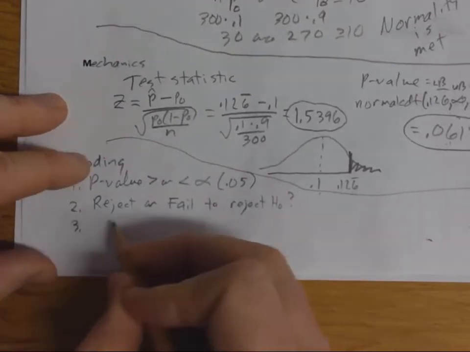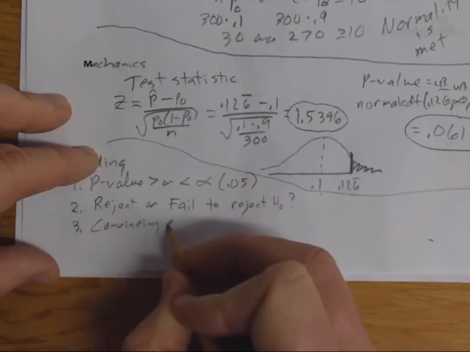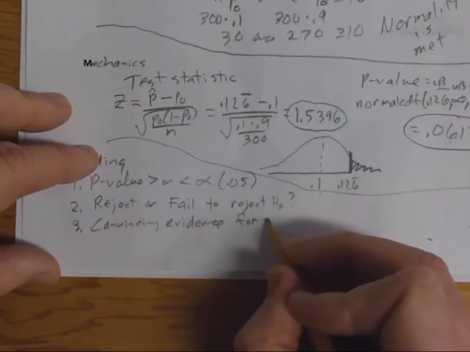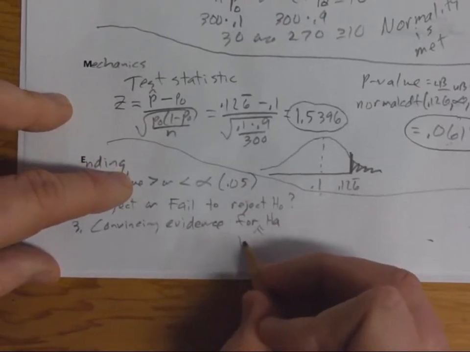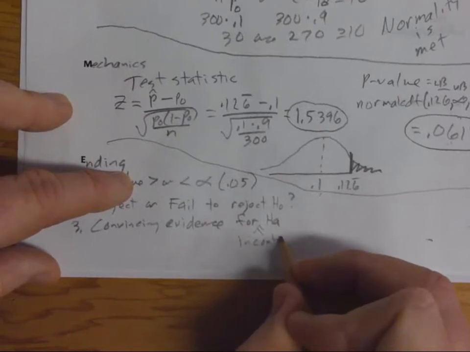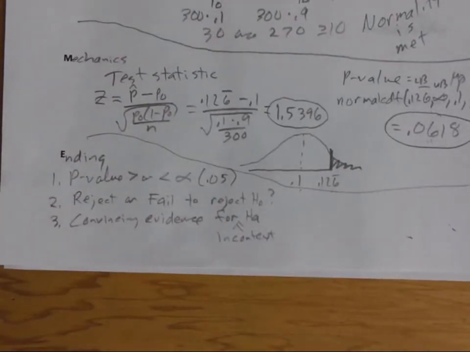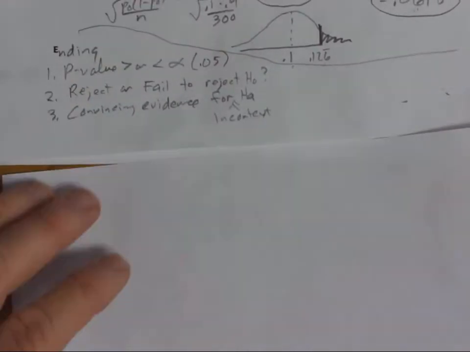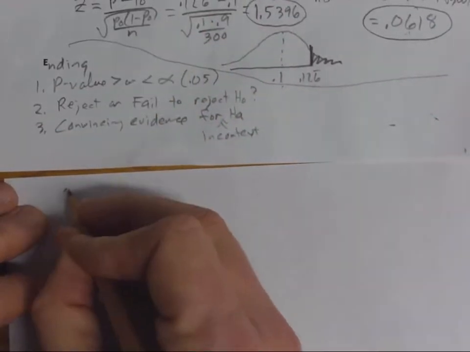And then number three is, do you have convincing evidence? That is the good terminology here for the alternative. And then it's very critical at this point that you state the alternative in context. Okay? So that is what we're going to write in our little ending, and we're going to try to get good at it. And in this case, this would be a proper way of writing this. And so our ending would be this.